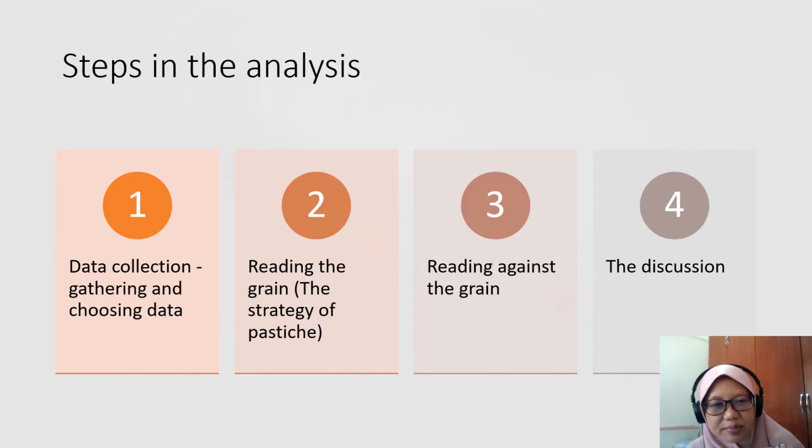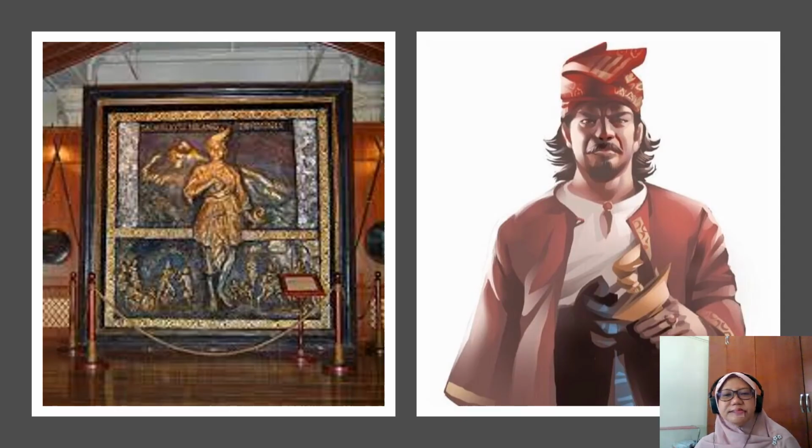Now, the few steps taken in the analysis of the image. We have first data collection, where we gather and choose the data, and for the purpose of our research, we only choose two data. Next we have reading with the grain. We are looking into the strategy of passage. Third, we read against the grain. We look deep into what we have to see what is not right, or maybe the loopholes in the explanation. And last but not least, we have the discussion.